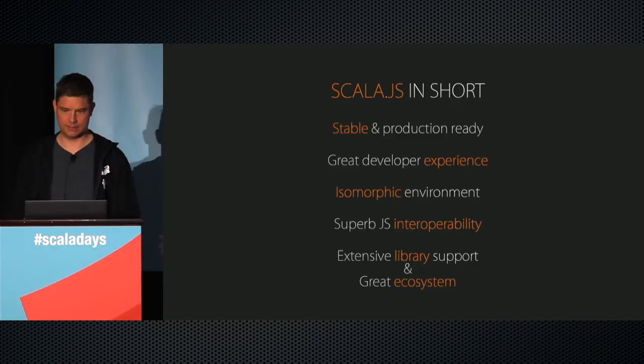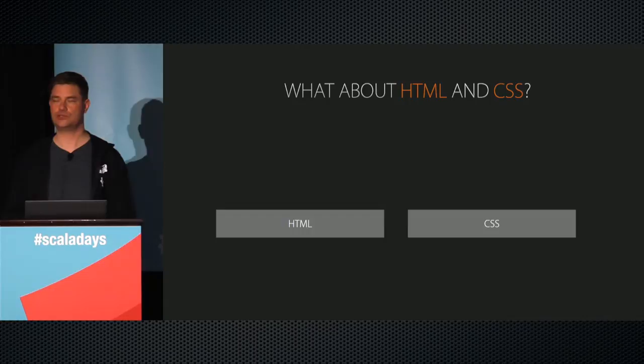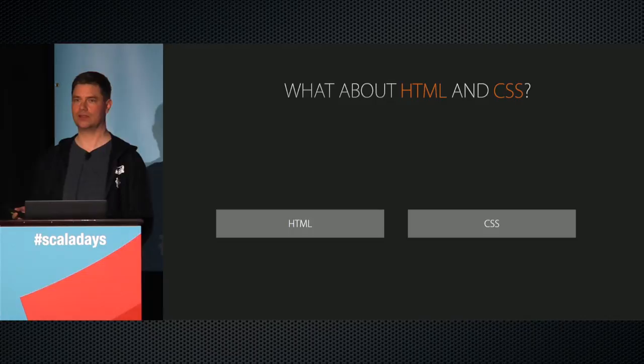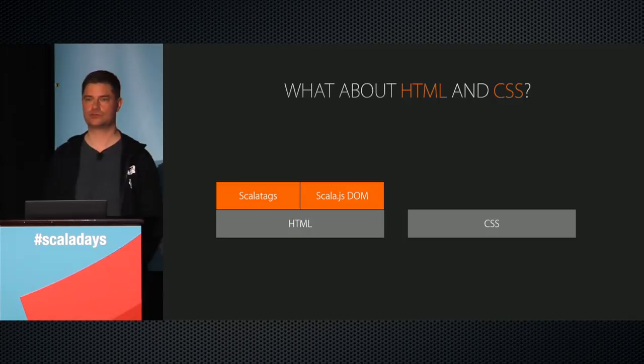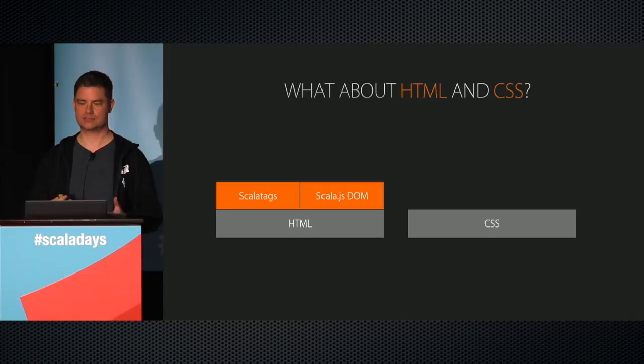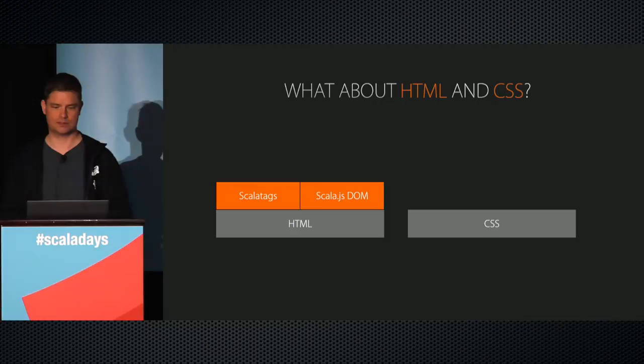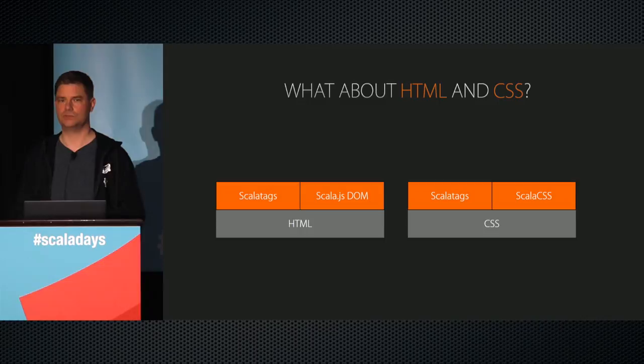But on the front end, it's not all about code. You also have to deal with things like HTML and CSS. These are traditionally text-only things, where you are writing CSS as a text file, HTML as a text file, or embedded template, and so on. But with Scala.js, you actually have strongly typed libraries for handling HTML and CSS, such as Scala tags and Scala.js DOM and Scala CSS. So it sort of makes sure that your HTML is properly formed.